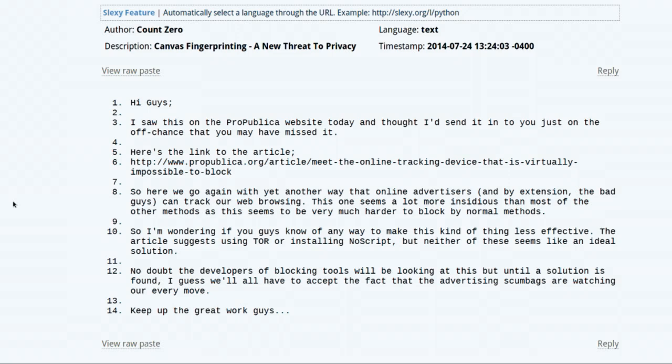All right, Count Zero writes in. He says, "Hey guys, I saw this on ProPublica today, and I thought I'd send it to you to see what you thought." He gives us a link to the article. And this is about canvas fingerprinting, and maybe I'll go into that a little bit here in a second. He says, "So here again, we have another way that online advertisers can track our web browsing. This one seems to be a lot more insidious than most others, because this one is much harder to block using traditional methods. So I'm wondering if you guys know of any way to make this kind of thing less effective. The article suggests using Tor or installing NoScript, but neither of these seems like an ideal solution. No doubt the developers of blocking tools will be looking at this, but until a solution is found, I guess we'll have to accept the fact that advertising scumbags are watching our every move."